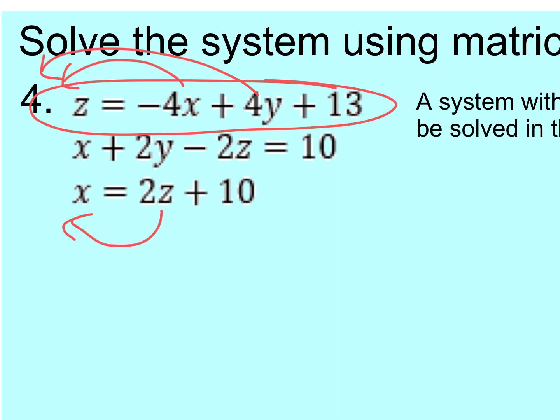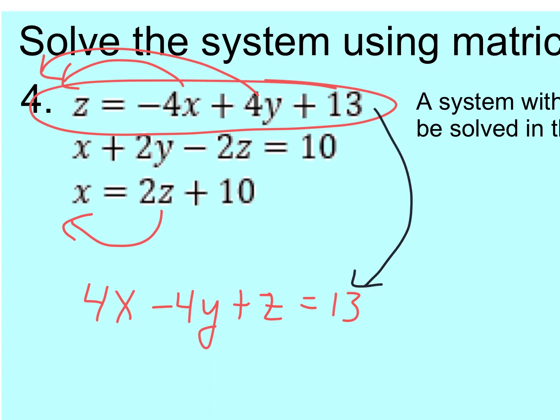This equation, I would put the -4x over on the other side and make it a 4x minus 4y plus z equals 13. You need to look at that for a minute. Do you get how I turned this into this? Because I needed x first, and then y, and then z. This one is in order x, y, and z, so I can leave it alone. Just copying it.